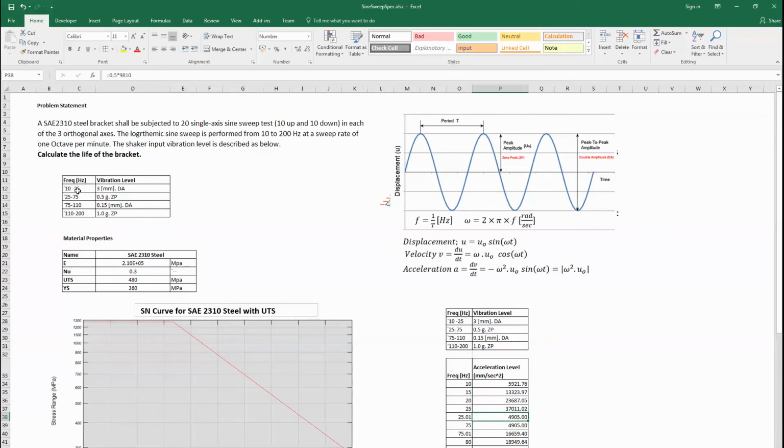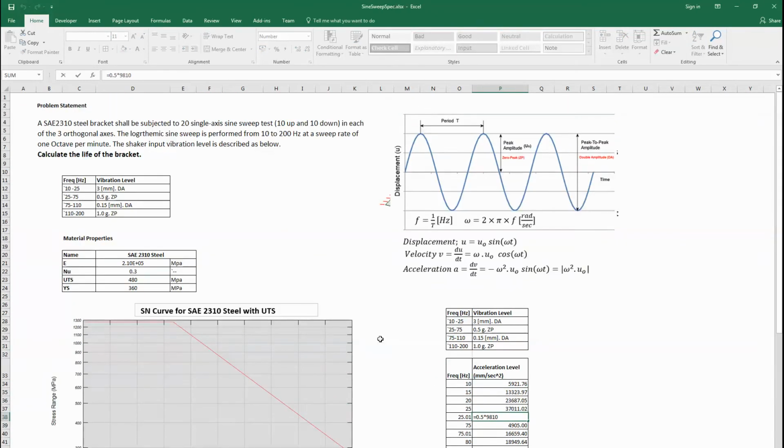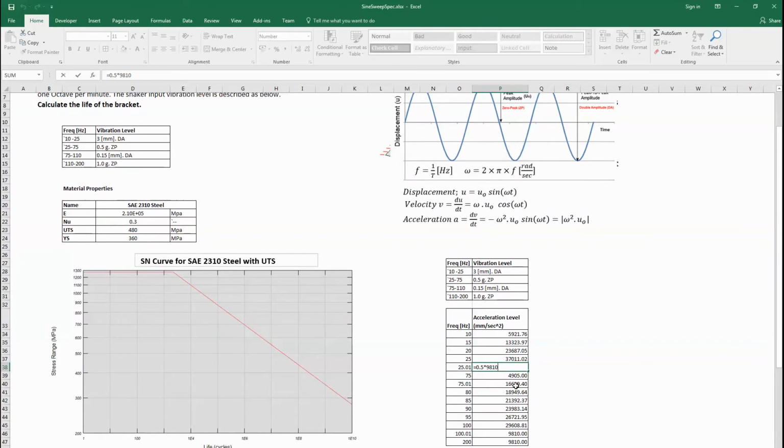Here, if you look at it, another complication is that this range ends at 25 and the next one also starts at 25. There cannot be two different vibration levels at the same frequency. So in order to accommodate that, give a little increment, and this is 0.5 g. We are going to solve this problem in mm units.